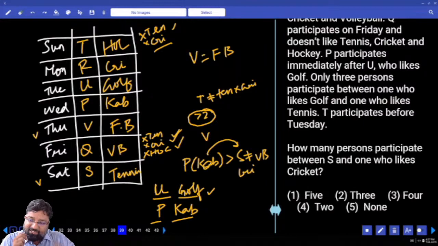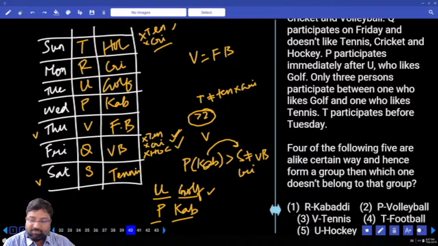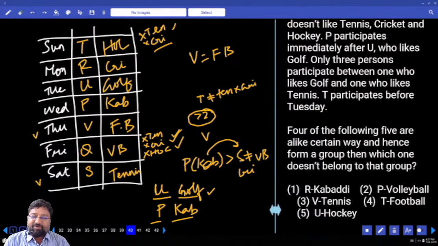How many persons participate between S and the one who likes cricket? 4 persons. 4 out of the following 5 are like R kabaddi: R and kabaddi, 1 person. V and volleyball, 1 person. V and tennis, 1 person. T and football, 3 people. U and hockey, 1 person. Which option should be my answer? T and football, third option.